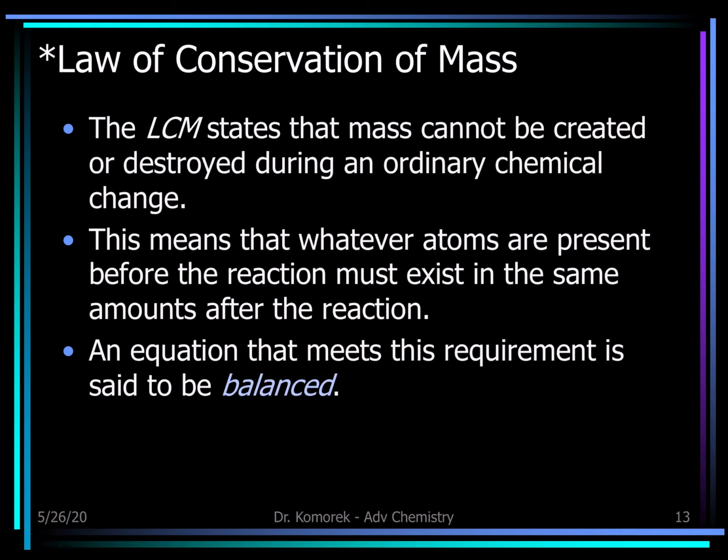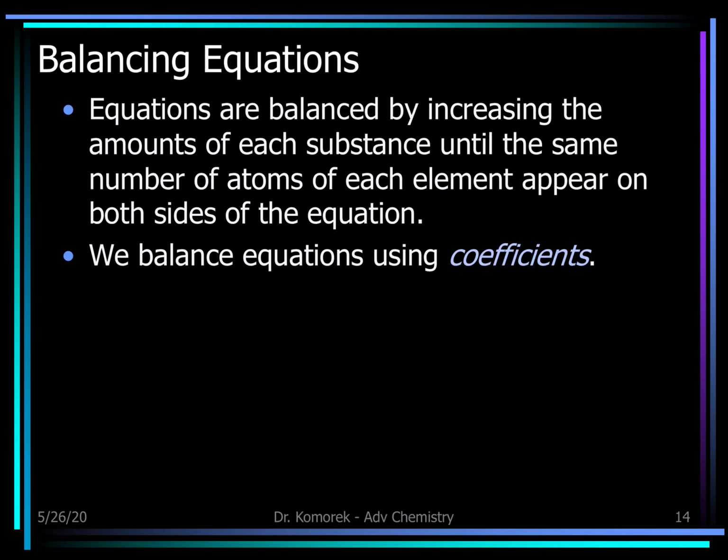Now, the law of conservation of mass states that whatever atoms we start with, we must finish with the same numbers and types of each. An equation that meets this requirement is said to be a balanced equation. We sometimes have to balance them by changing numbers or changing the amounts of each substance until we have equal numbers of atoms of each element on each side. We balance equations using coefficients.